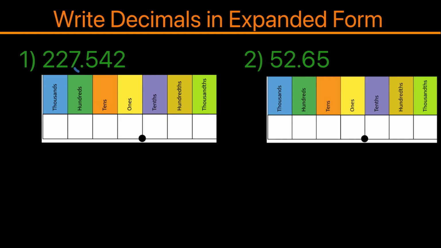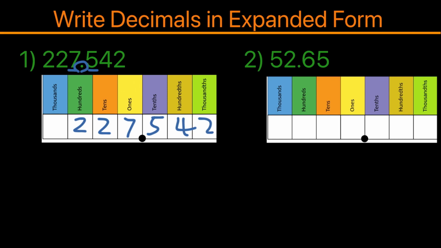So we'll first look at the decimal. And we can see that 7 is right next to the decimal to the left. And 2 is right next by 7, and the 2 is next by the 2. So we will write 227 like this. And then we will write 5, which is right next by the decimal. And then 4, 2, like so.